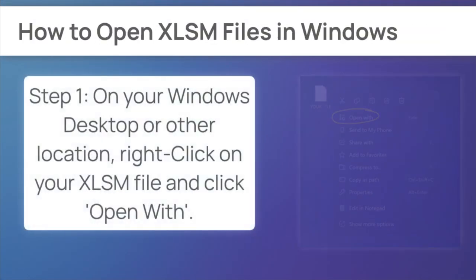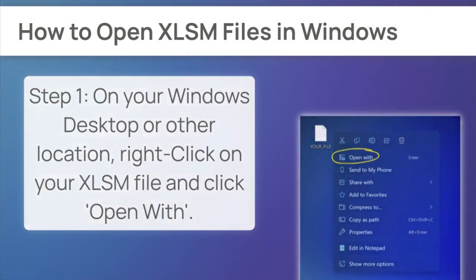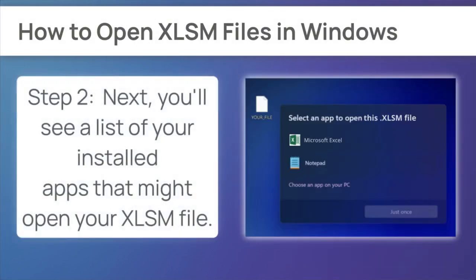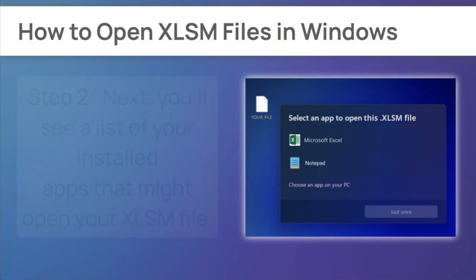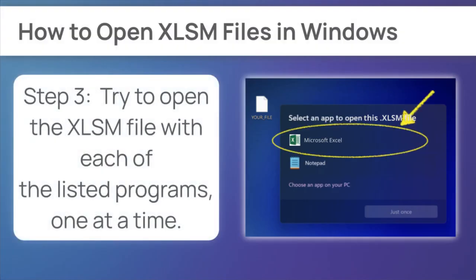We are performing a vital system software check. Right-click your XLSM file and choose Open With. Test with Microsoft Excel first. If it's missing, select another program. The fix is often a simple software switch.